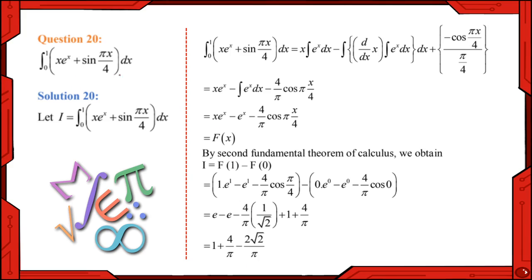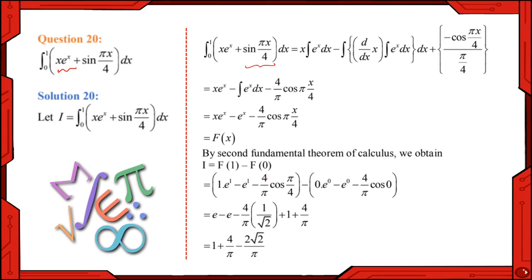20th question here. First term, x e power x, we can apply by parts, and here in the second term we can simply find the integral. So x e power x, everybody knows how to apply by parts, and here sine, what is the integral? Minus cos, and the derivative of pi x by 4 is pi by 4, which will come in the denominator.